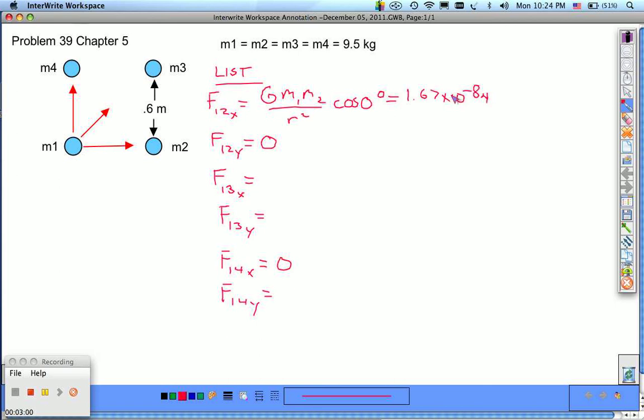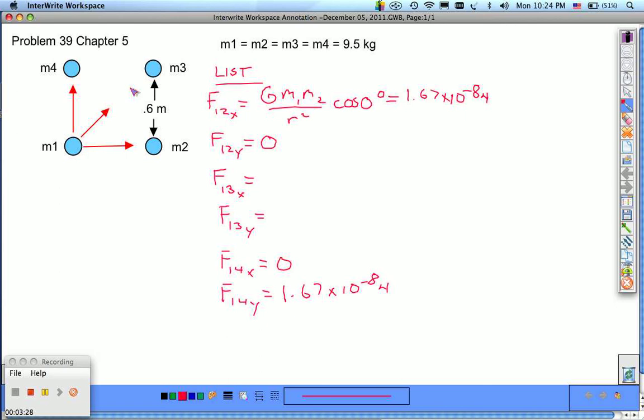Now, it turns out that the magnitude of force between M1 and M4 along the y-axis is the same. So I'm going to borrow that calculation from the force on 1 due to 2 in the x direction. And see for yourself. Here we have M1 and M2, and M1 and M4, equidistant, and they have the same masses. Therefore, they should have the same component value.